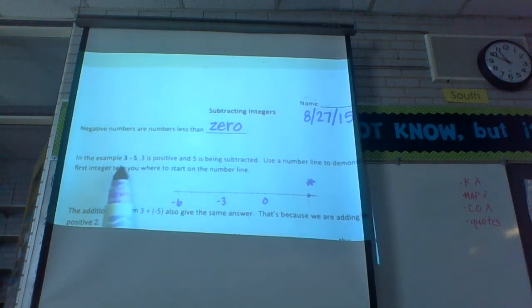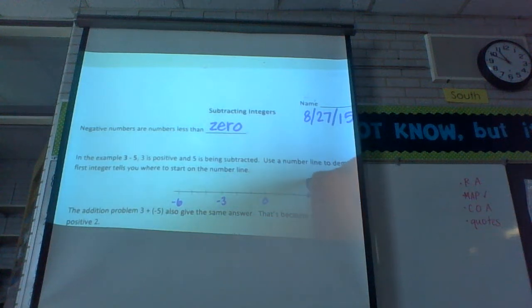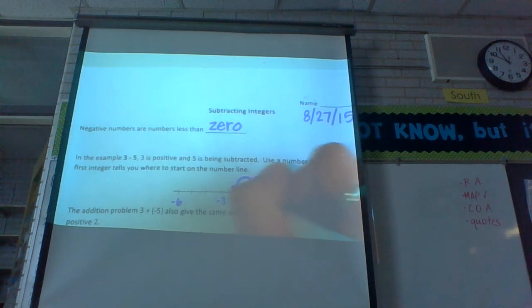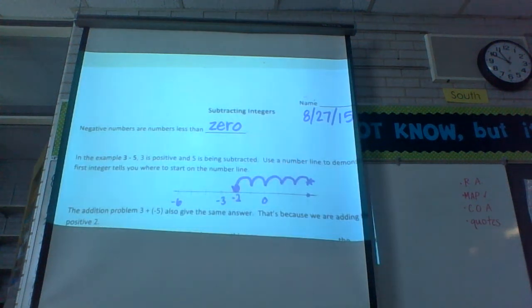And we take away 5. A negative sign tells me to move left. So I'm going left 5 jumps. 1, 2, 3, 4, 5. And I land at negative 2. And that makes sense because if you think about 3 take away 3, I'd be at 0. But I know that's 5. I need to go 2 more, so I'm left at negative 2. So that's showing it with a number line model.